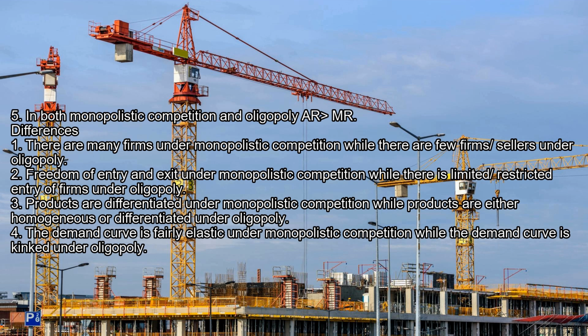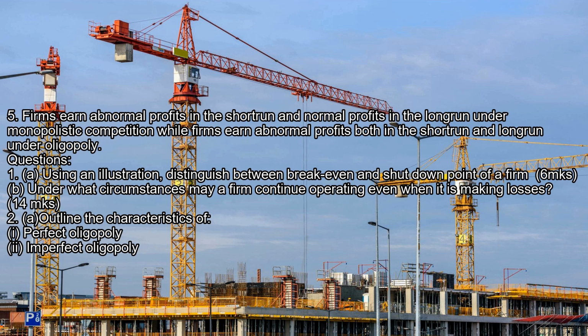Differences. 1. There are many firms under monopolistic competition while there are few firms/sellers under oligopoly. 2. Freedom of entry and exit under monopolistic competition while there is limited/restricted entry of firms under oligopoly. 3. Products are differentiated under monopolistic competition while products are either homogeneous or differentiated under oligopoly. 4. The demand curve is fairly elastic under monopolistic competition while the demand curve is kinked under oligopoly. 5. Firms earn abnormal profits in the short run and normal profits in the long run under monopolistic competition while firms earn abnormal profits both in the short run and long run under oligopoly.